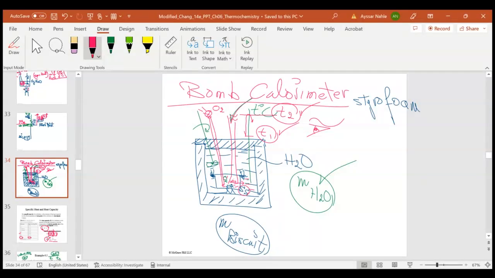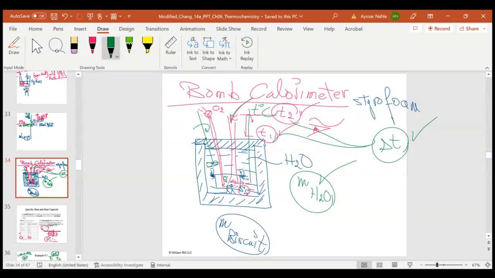Now, from these two, T1 and T2, I can get the delta T. I know the mass. Now, what am I looking for? The heat absorbed by the water or the heat released by the piece of biscuit? What do you think? It is exactly the same. But I cannot see how much is actually released by the biscuit. But I can see how much is absorbed by the water.